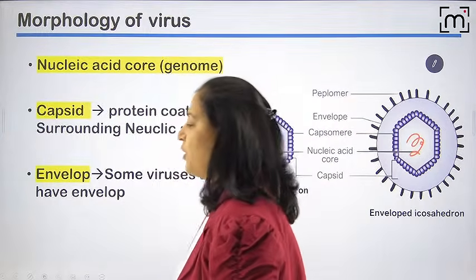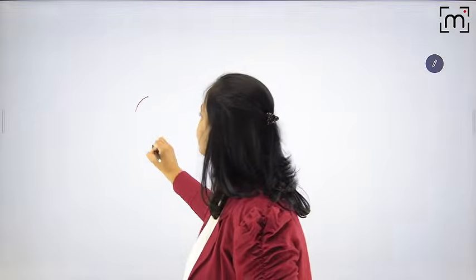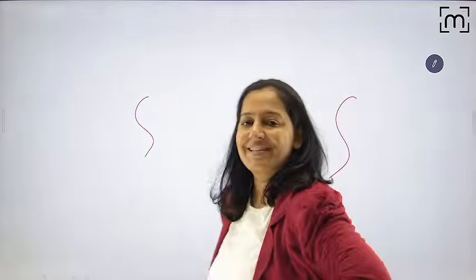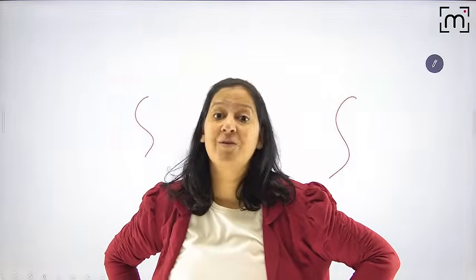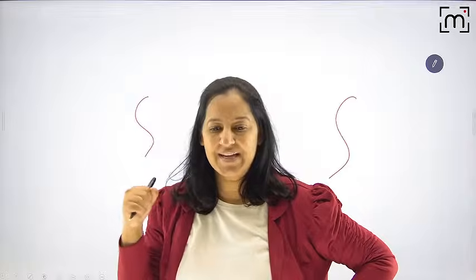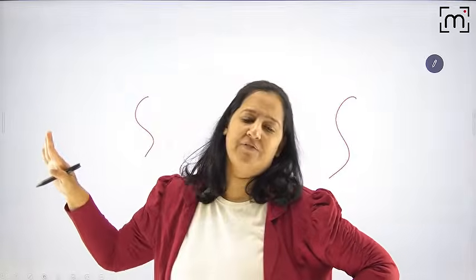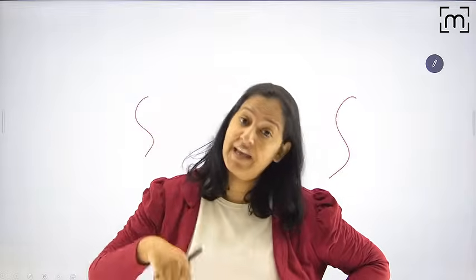Before I start virology, you must understand the basic structure of a virus. How does a virus look? Draw the basic structure of virus. There are 2 types of virus. All viruses have one thing in common. What's that? Nucleic acid. Nucleic acid core. So we can see this is the nucleic acid core present in all viruses by default. But it is made up of either DNA or RNA.